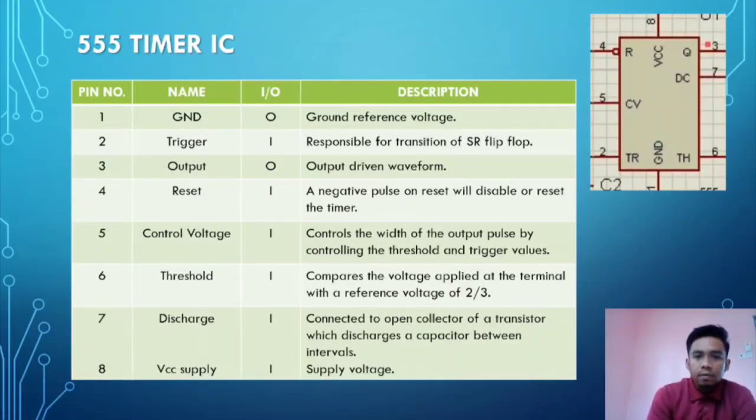It controls the width of the output pulse by controlling the threshold and trigger value. Pin number 6 is threshold, an input pin. It compares the voltage applied at the terminal with a reference voltage, which is 2 over 3. Pin number 7 is discharge, DC, connected to the open collector of a transistor, which discharges the capacitor between intervals. And pin number 8 is VCC, the supply voltage.